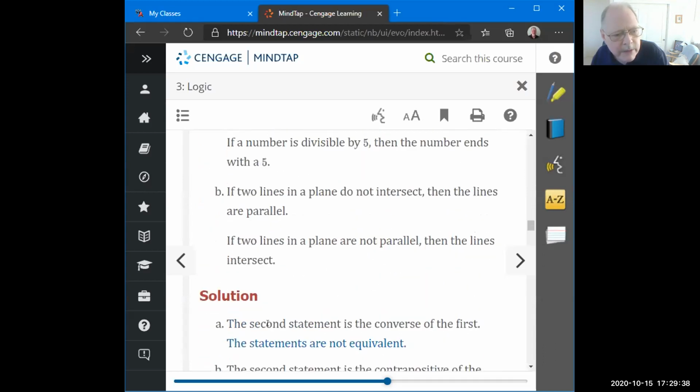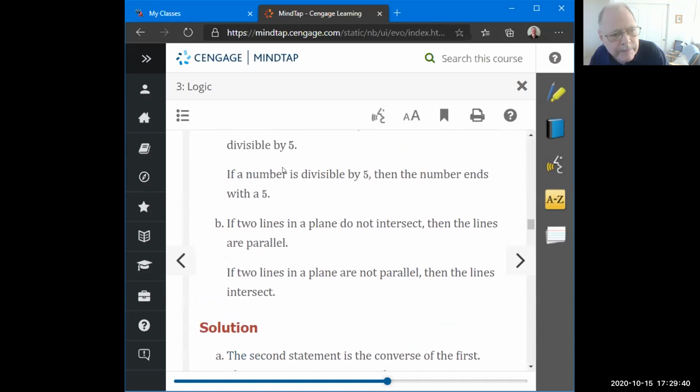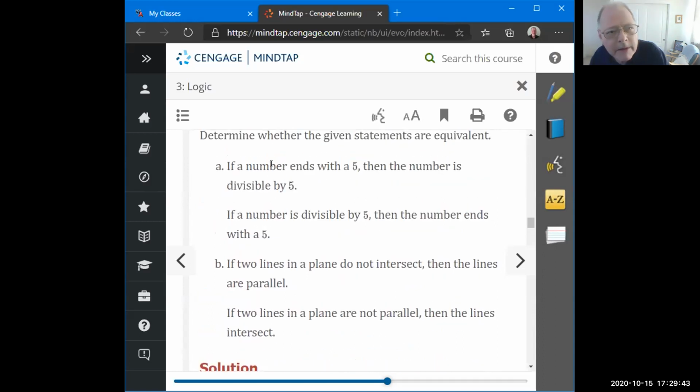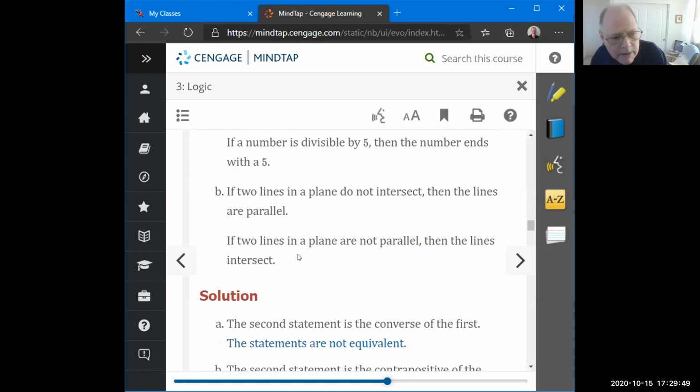So they're asking you to determine that just by thinking about the meaning. But you can also determine it because now you know that the converse and the inverse are not always going to give the same value. It depends on the truth. The truth table is not identical. Some rows might match, not all. Okay.